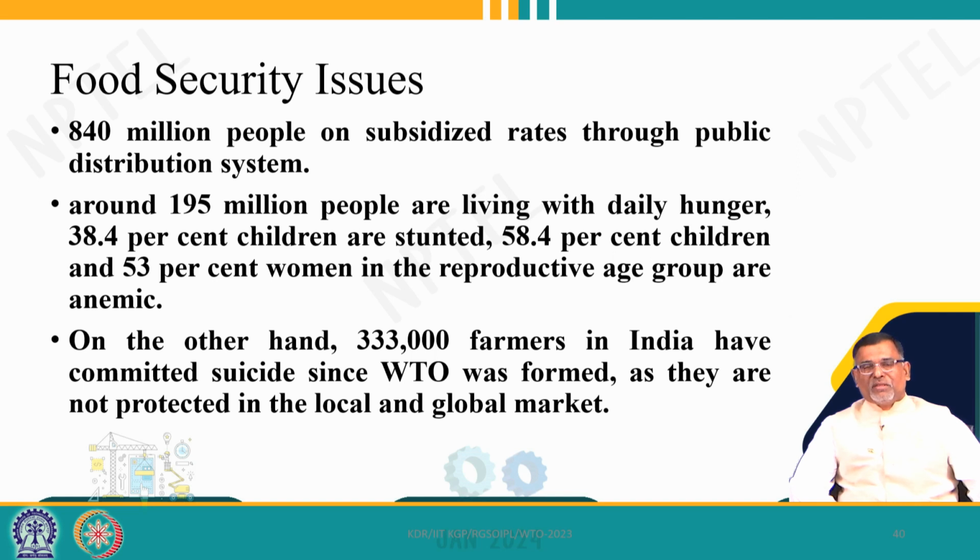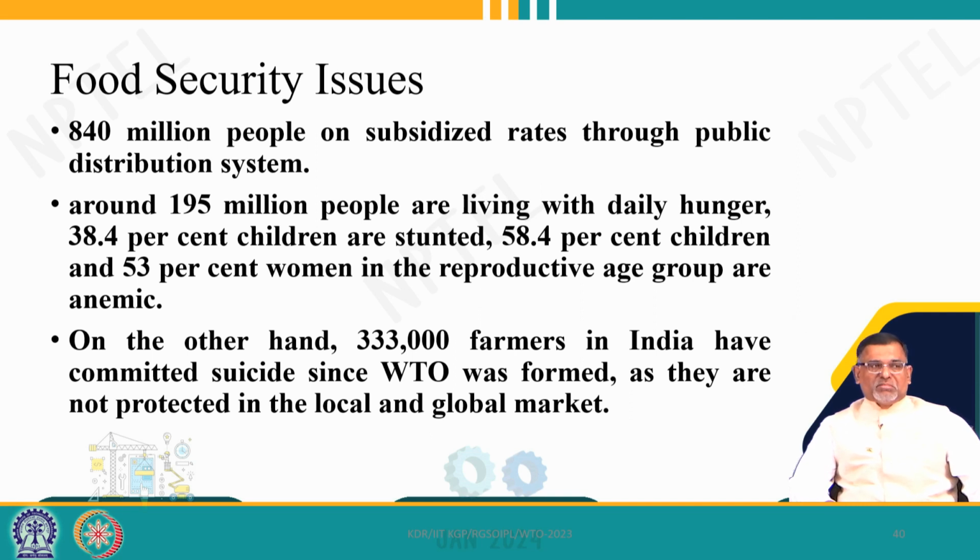If you take India, the government says that 840 million people get subsidized food through the public distribution system. If you take the world together, 195 million people are living with hunger, and this includes 38.4% children and 53% women. So, you see the numbers are alarming. All these are the Food and Agriculture Organization numbers. 53% of the women in the reproductive age are anemic. So, food security concerns of developing countries are very important.